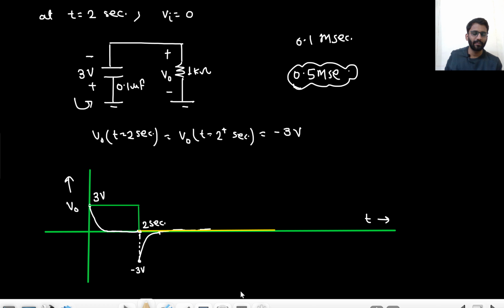What about the VC waveform? For the VC waveform, it will be charged to 3 volt, then suddenly VC will go from minus 3 to 0. Okay, because VC is this. What was VC? VC was this only. So from 0 to 3, then 3 to 0, 0 to 3, 3 to 0, and in no time.